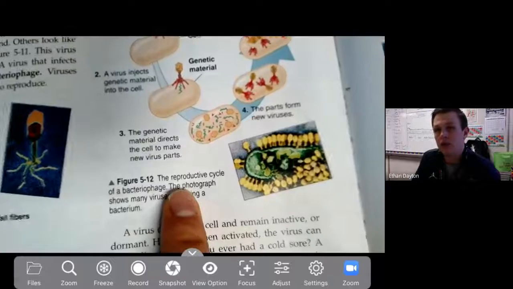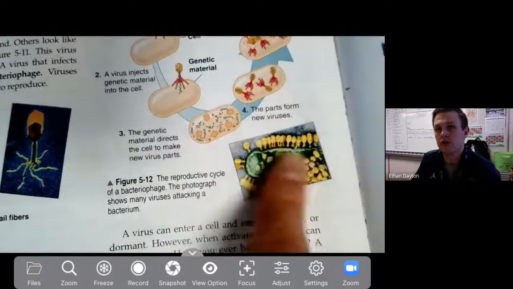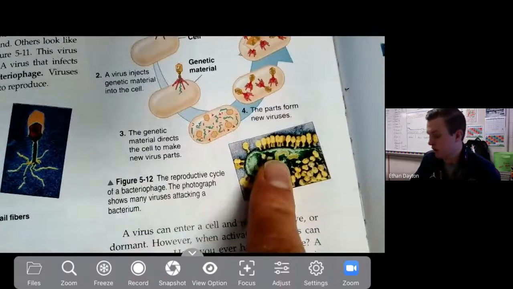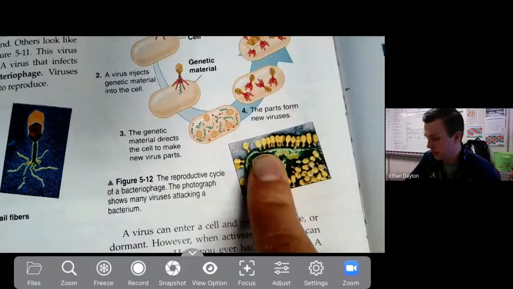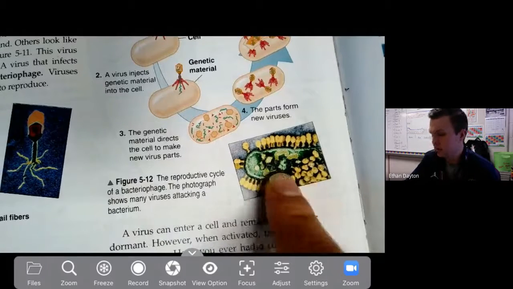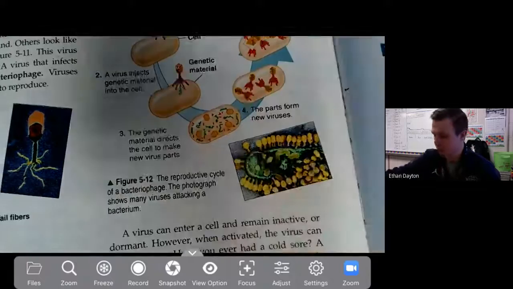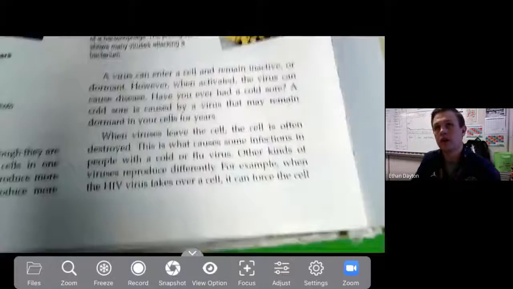All right, here is a nice little photograph of bacteriophages attacking a bacterium right there. All right, let's move on.